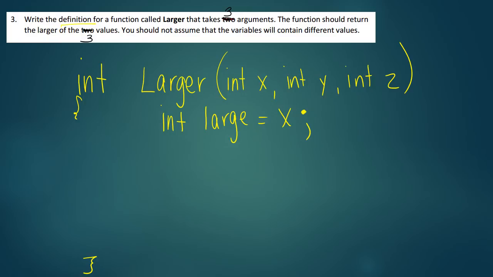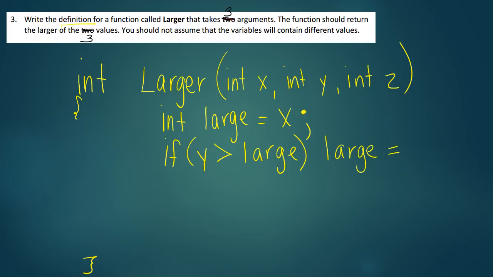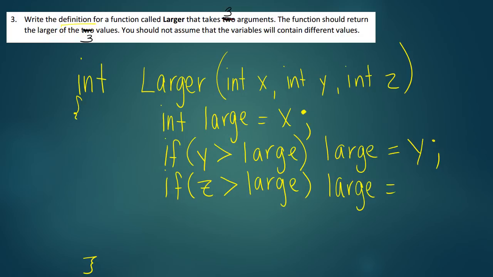So all I do now is, if I've set large to x, I just test to see if y is greater than that. Is y greater than large? And if y happens to be greater than large, then I would set large equal to y. And then I test for z. Now in this case, the way that I'm doing it, you cannot use an if-else because you want to test every single case. And then after I have set them, I will return the largest.